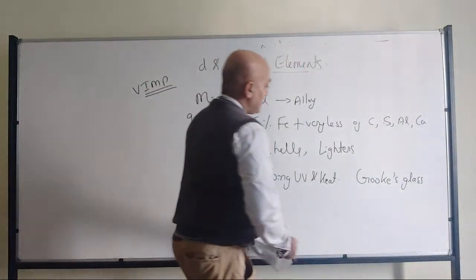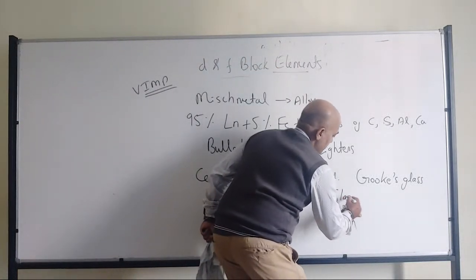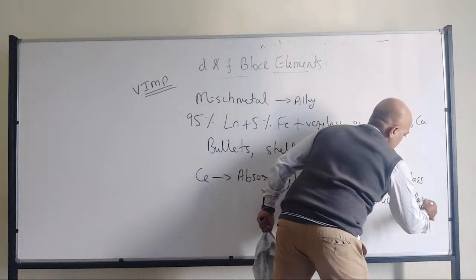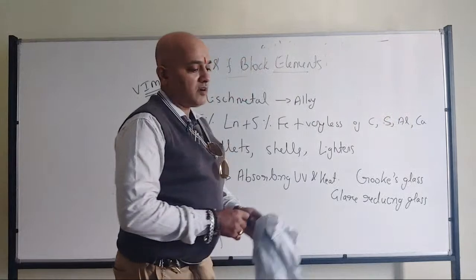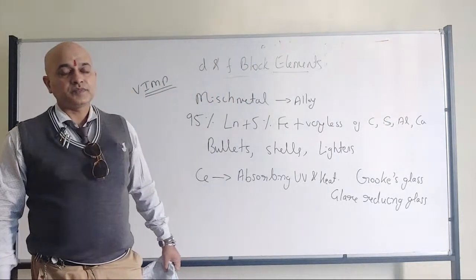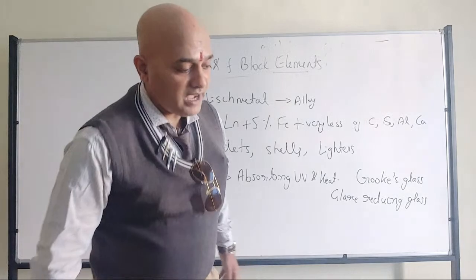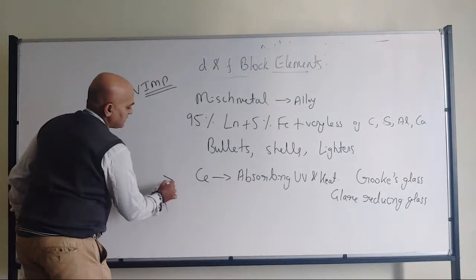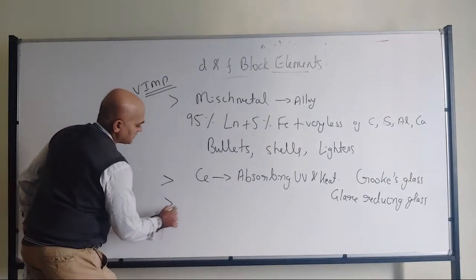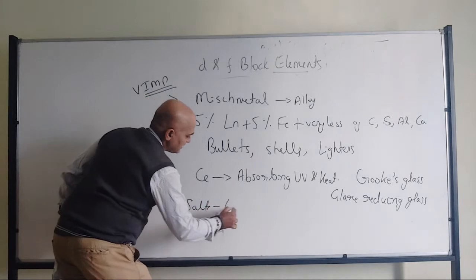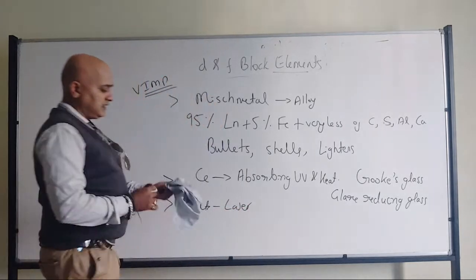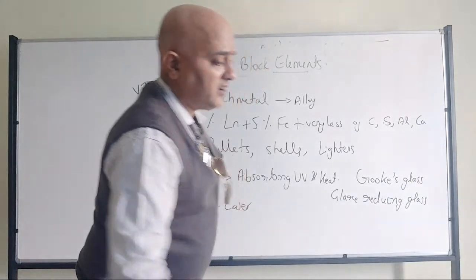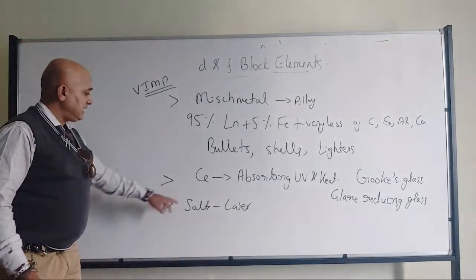Okay, we can tell glare reducing glass, a general term, which can be called Crookes glass. Fine. So that's some of the applications. Some of the lanthanide salts will be used in lasers. Okay, so lanthanide salts will be used in the lasers.